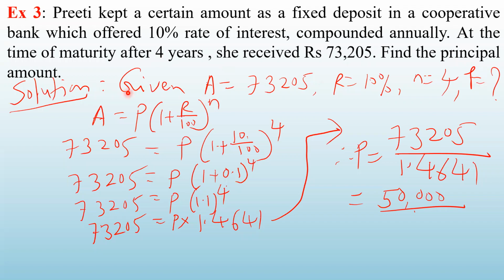So first of all, write down the formula for the amount. A equal to P into 1 plus R upon 100 raised to power N. In this formula, there are 4 unknowns, A, P, R and N. If you are given any 3, you should be able to calculate the fourth one. So in this problem, we are given the value of A, R and N. And you are asked to find out the value of P. So let us put the values. A is equal to 73,205.